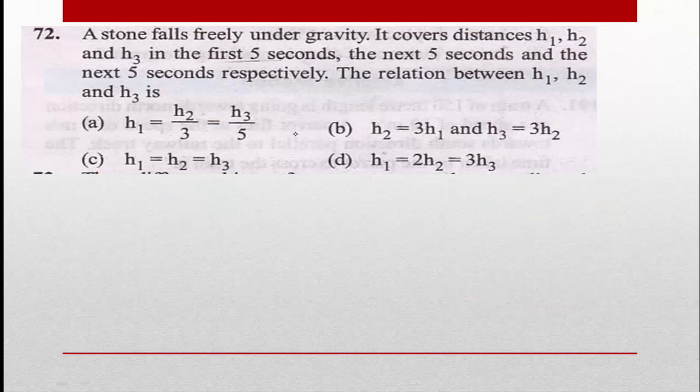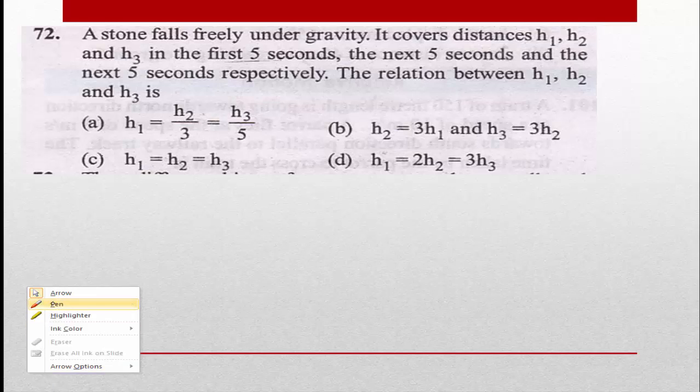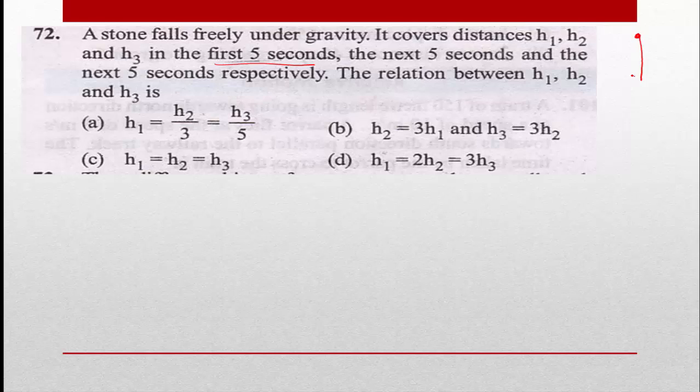And the next question is, a stone falls freely under gravity. It covers distances h1, h2 and h3 in the first 5 seconds, the next 5 seconds and the next 5 seconds respectively. A stone falls freely under gravity, it moves freely under gravity. It covers distances h1, h2, h3, where t1 is equal to 5 seconds, and in the next 5 seconds and the next 5 seconds. The relation between h1, h2 and h3 is.